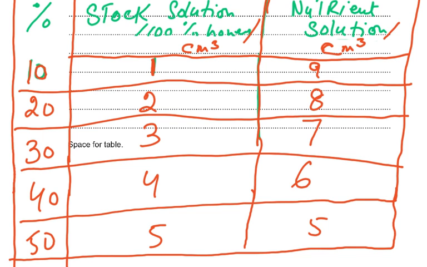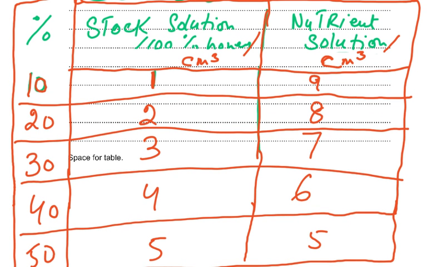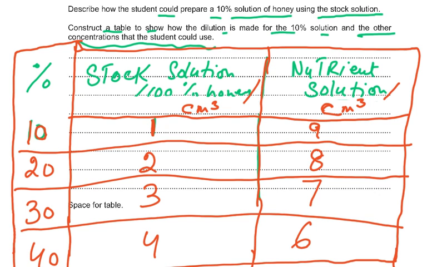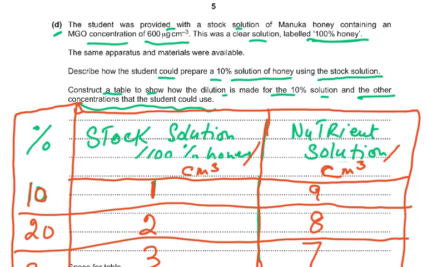There were only 2 marks for this table, but if you were going to do serial dilution, that would have been really messing it up. That would have been difficult for you. So it's better if you did a simple dilution, and this is what you would do because the stock solution was 100%. So how many centimeter cube would you add of the stock solution? How much would you add water? Here we're not adding water, here we're adding nutrient solution to it. That was given in the question. If you look at the question, you would be adding a nutrient solution. Describe how the student could prepare a 10% solution using the stock solution and how the dilution is made and the other concentrations the student could use, and then the same apparatus and material were used.